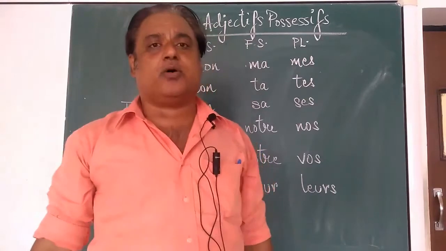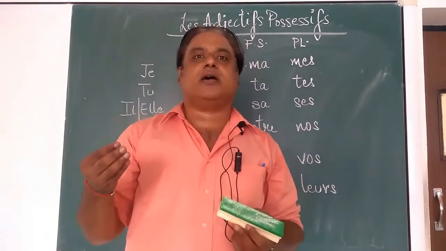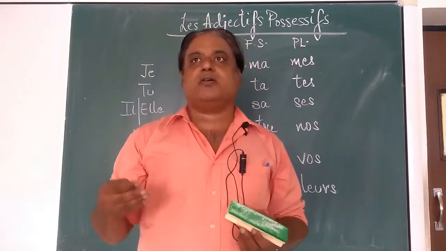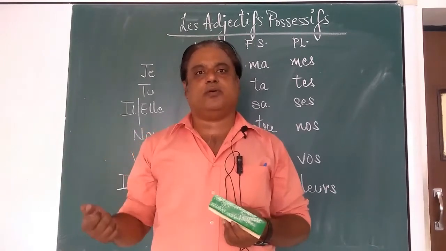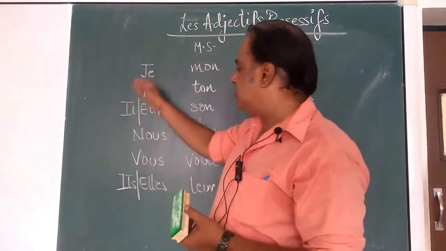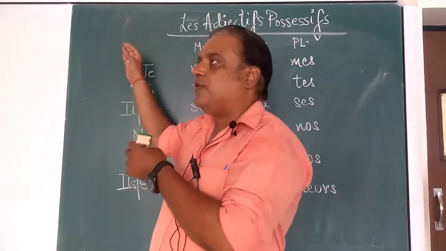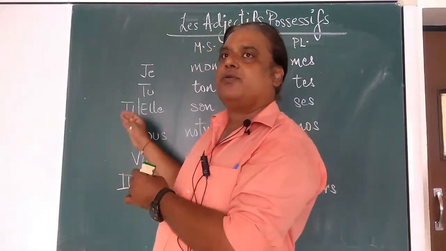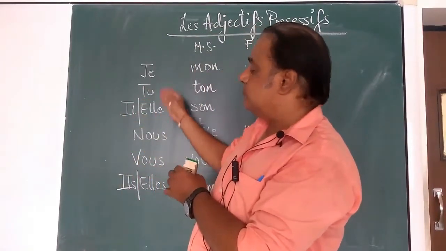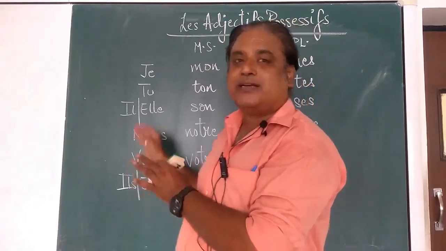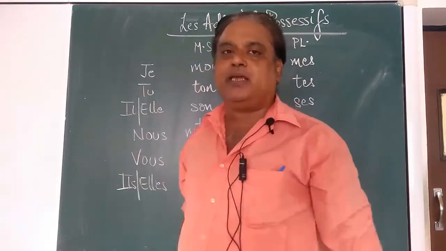Now, this is the natural order of the persons. Of course, two cannot come before one, three cannot come after four. The natural order is 1, 2, 3, 4. In the same way, this is the natural order of the subject pronouns. So, if you have already learned the natural order of the subject pronouns, learning the possessive adjectives also becomes very easy.